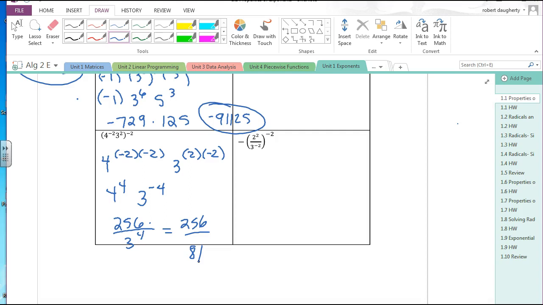I got a negative out front, I got a negative exponent here, got a negative exponent here. What do I want to do? Okay, so Elijah's saying let's distribute this negative exponent inside. Oh, no, you can't do that. So this negative is going to be along for the ride.